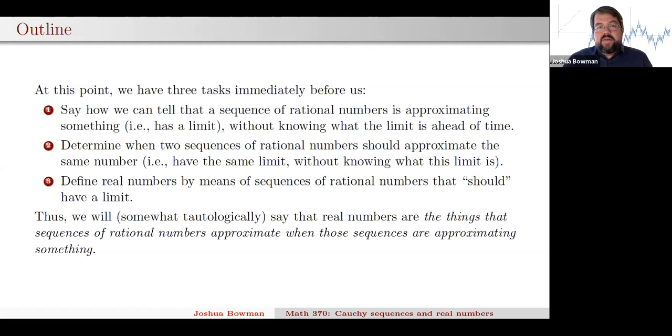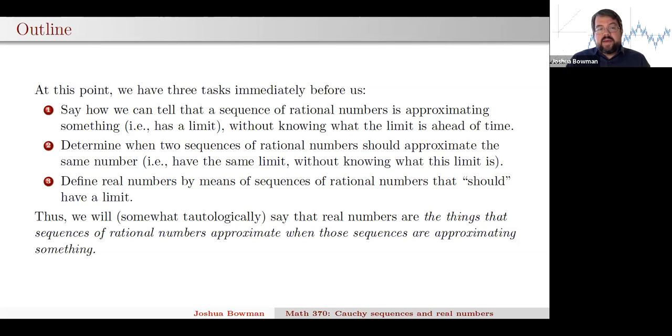So what we really have to do is three tasks right away. The first thing is we want to say how we can tell that a sequence of rational numbers is approximating something. That means it has a limit or should have a limit without knowing what the limit is ahead of time. The second thing is to determine when two sequences of rational numbers should approximate the same real number. So they should have the same limit, but again, we won't know what the limit is.